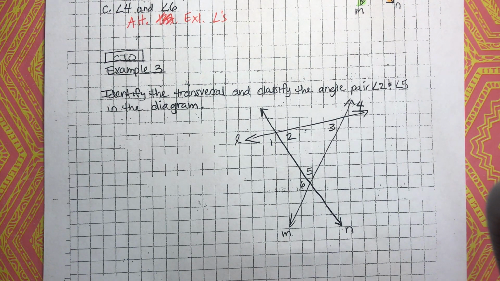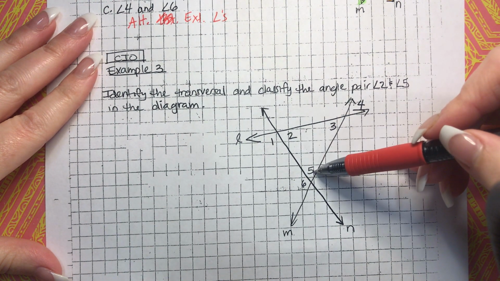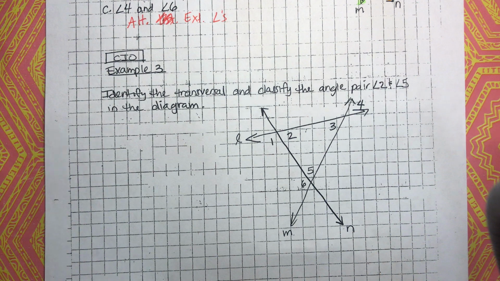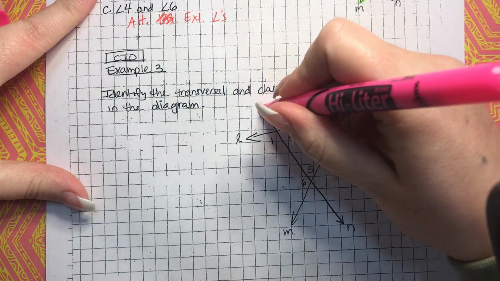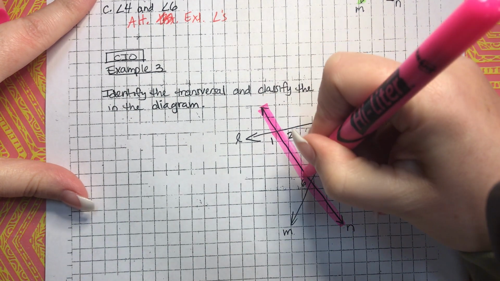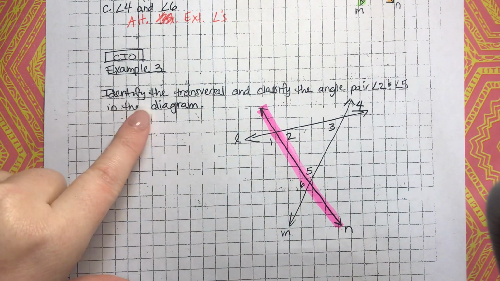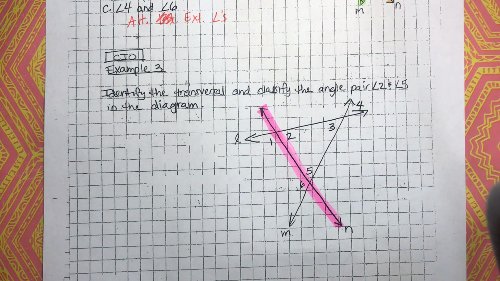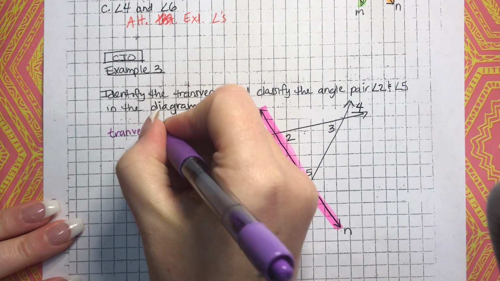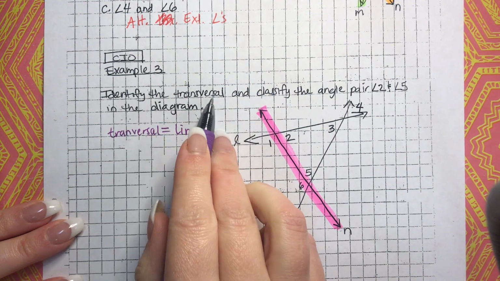All right, so to complete this problem, the first thing I'm going to do is figure out, well, what are 2 and 5? So 2 and 5 are here, and this is really the transversal, this line intersects that line and this line. So it intersects 2 lines. So this is our transversal. And what does it say? It says identify the transversal. So the transversal first, I'm going to say transversal equals line n. Okay, so identify the transversal, that was the first part.